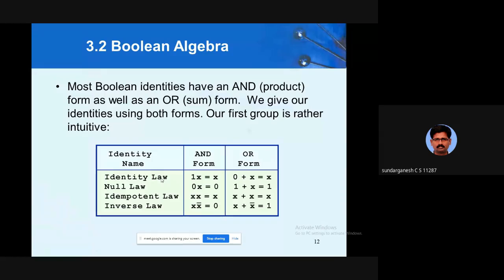So next one, inverse law. So x into x bar. You have to multiply the value with the complement. For example, I am multiplying 0 and 1. So what is the result? 0. So if x equal to 1 means 1 into 0, it is 0. So in the OR form, 1 plus 0 is 1 or 0 plus 1 is equal to 1. Okay. These are the first group of laws: identity law, null law, idempotent law, inverse law.